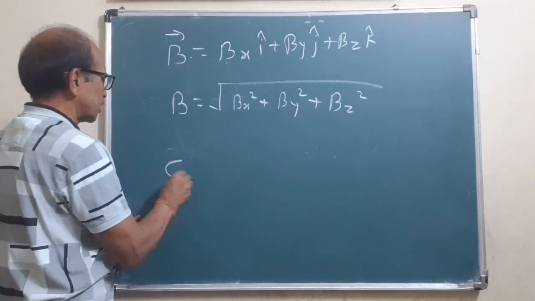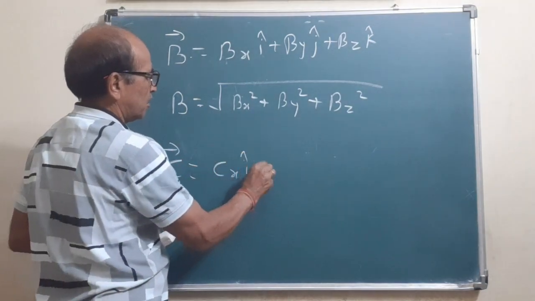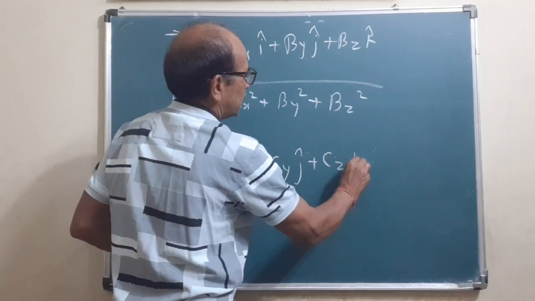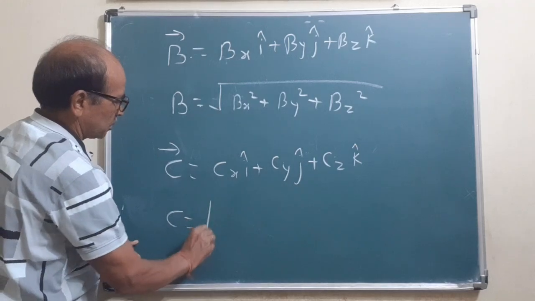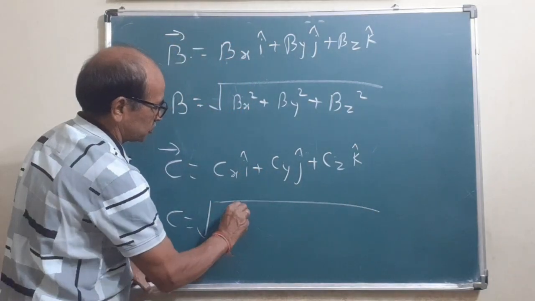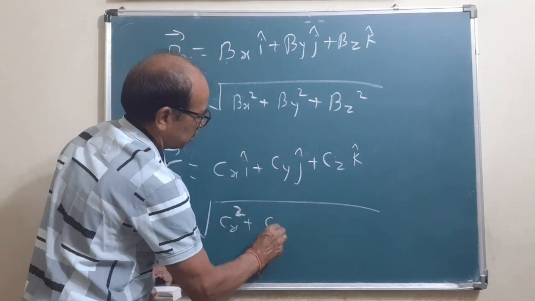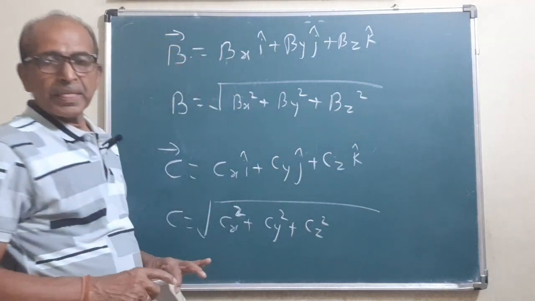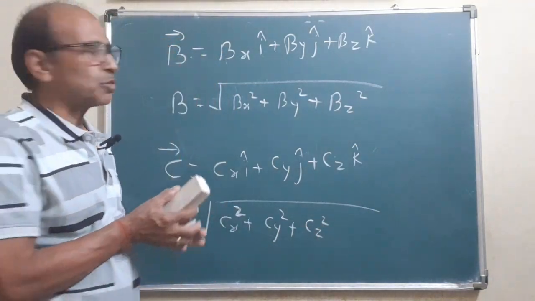And the C vector you can consider: cx i cap plus cy j cap plus cz k cap. Now the magnitude of the C vector, C is equal to under root of the coefficient of i square, cx square, plus cy square plus cz square. If the vector is given, then we can find out its magnitude.